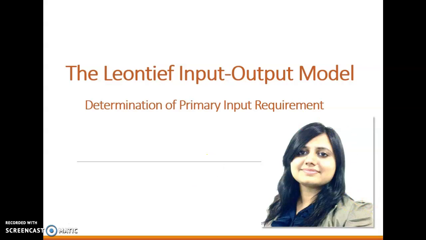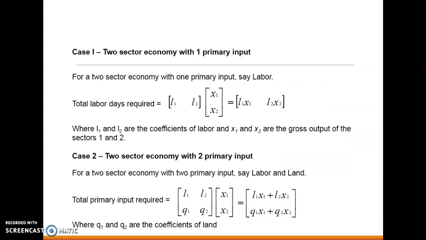Now suppose there are two sectors in the economy with just one primary input, say labor. In that case, how can we determine the total labor days required? By using this formula, where L1 and L2 are the coefficients of labor for industry 1 and 2 respectively, and X1 and X2 are the gross outputs of sector 1 and 2. These are the final outputs which we have determined in order to tackle the increased demand.